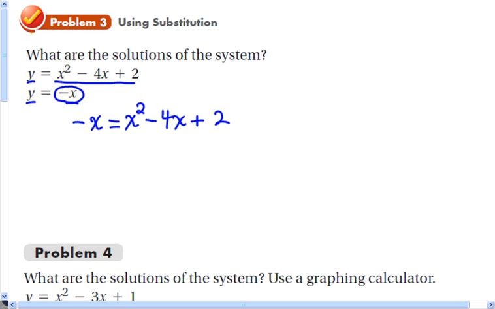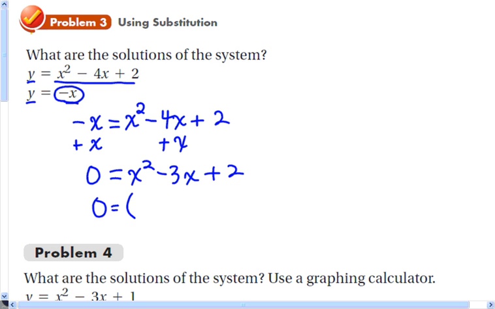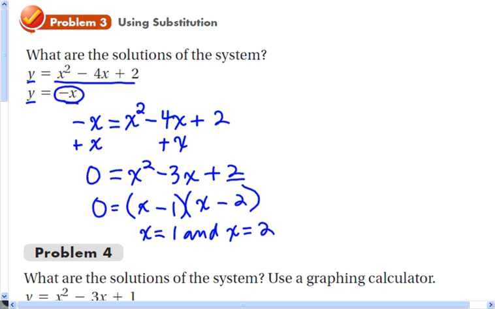Now to solve that, I think I'll add x to both sides. And then I get 0 equals x squared minus 3x plus 2. And I'm going to see if I can't factor that. So I need two numbers that have a product of 2 and a sum of negative 3, and that would be minus 2 and minus 1. And so x is equal to 1 and x is equal to 2. Works out good for that.